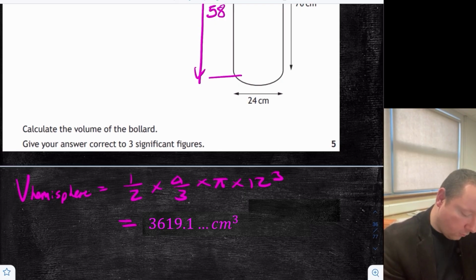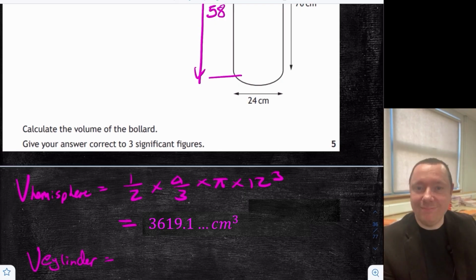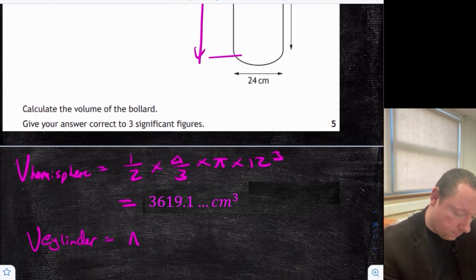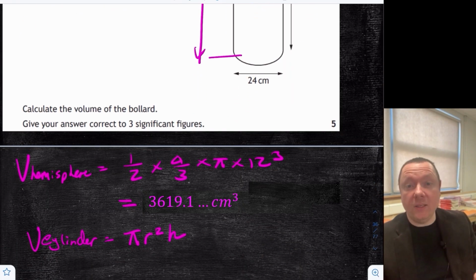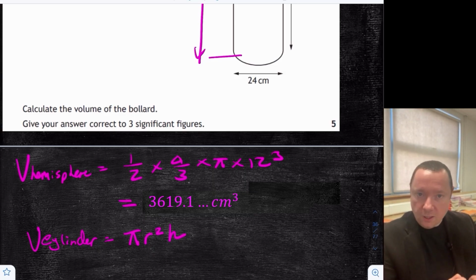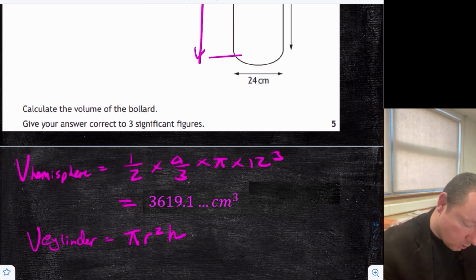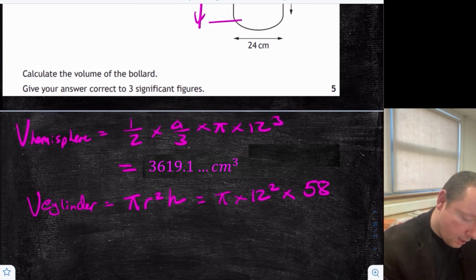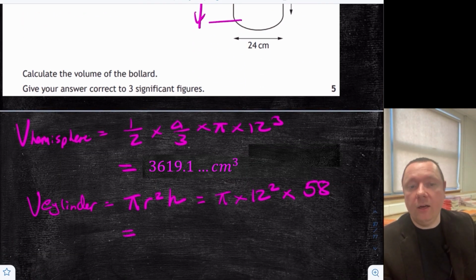Now we do the volume of our cylinder. Cylinder's area of base times the height, so it's pi r squared times height. If you're not going to remember a cylinder, it's the same as a cone without a third on it. A cone's a third of a cylinder. So it's pi times the radius of 12 squared times the height that we worked out earlier, which is 58. We do all our sums in a calculator and we get 26238.5.